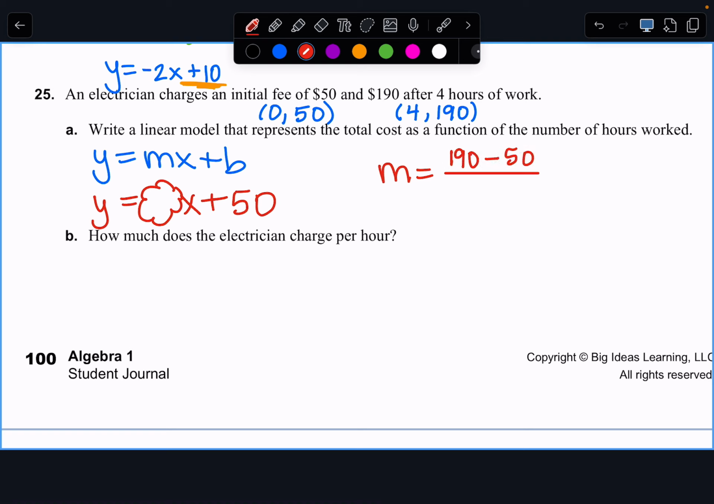So 190 minus 50 over 4 minus 0. So what do we have? 140 over 4? Which is 35. Nice.